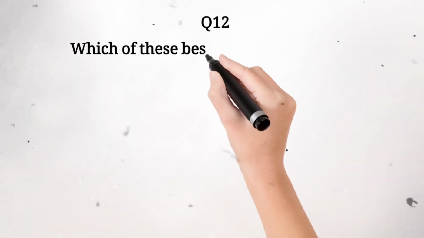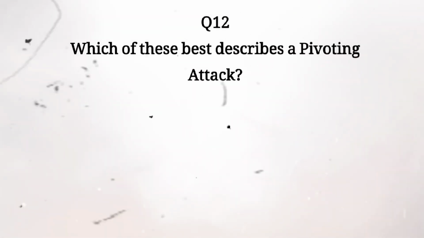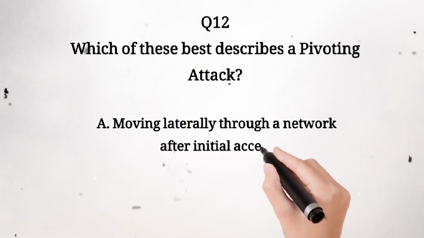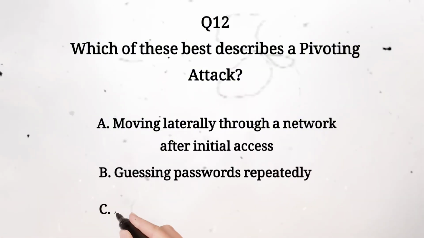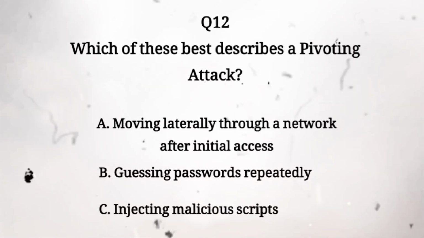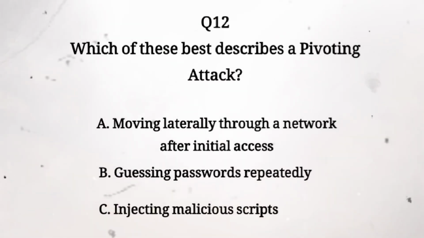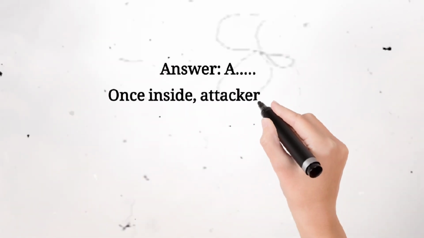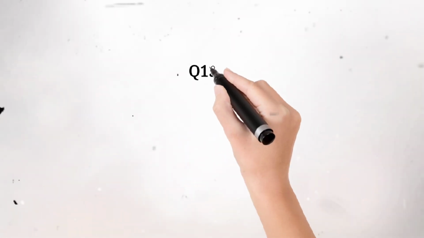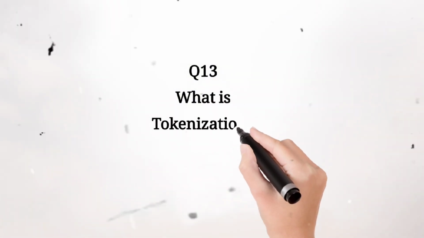12. Which of these best describes a pivoting attack? A. Moving laterally through a network after initial access. B. Guessing passwords repeatedly. C. Injecting malicious scripts. Your time starts now. Answer A. Once inside, attackers don't stop. They expand.